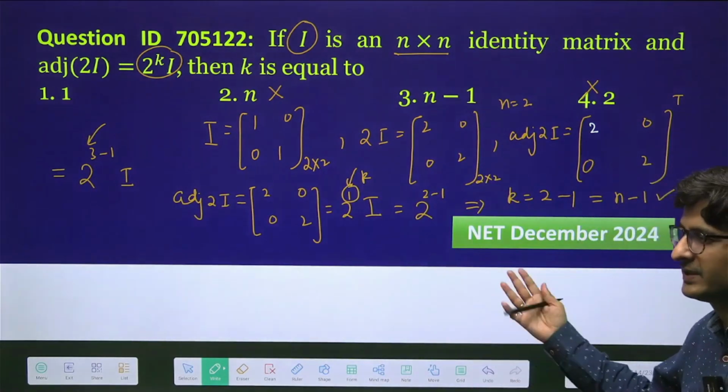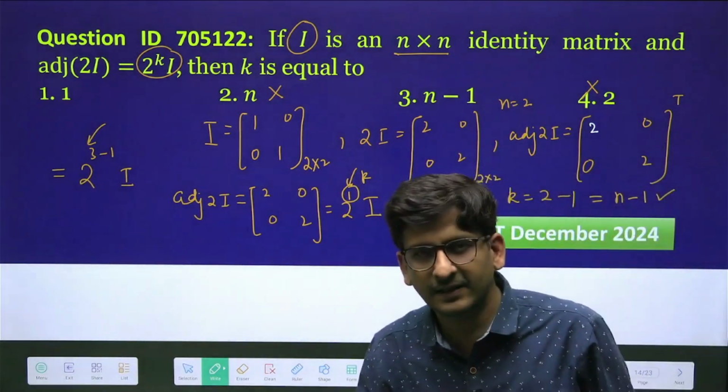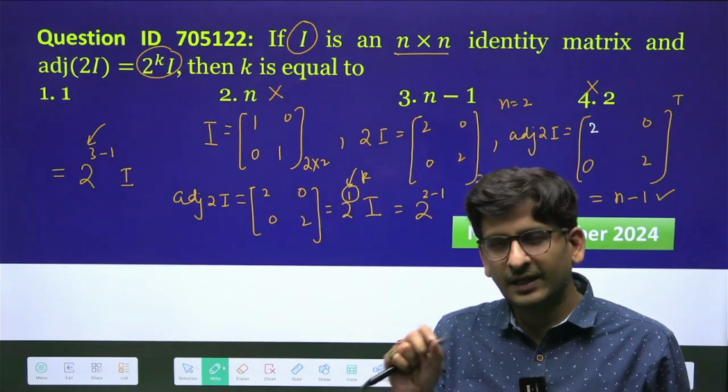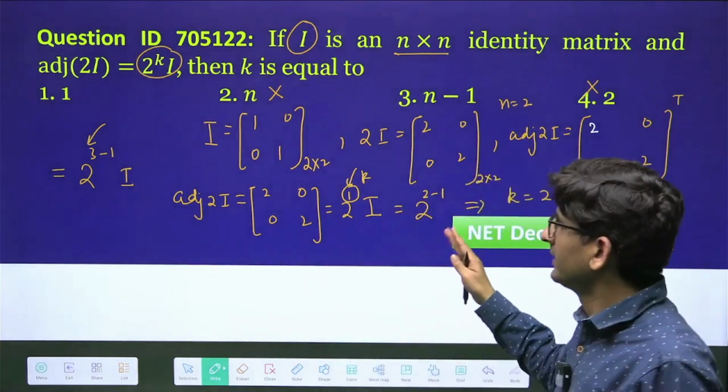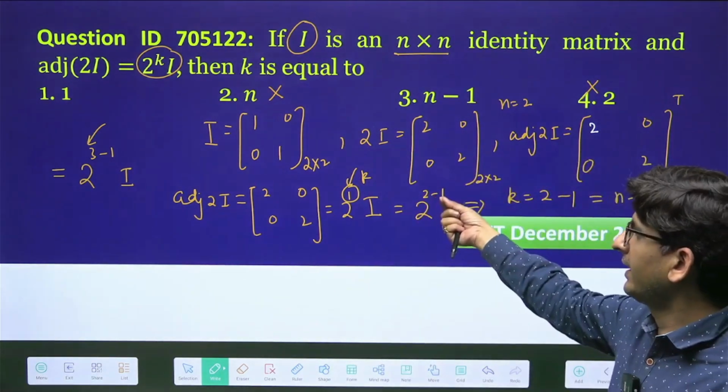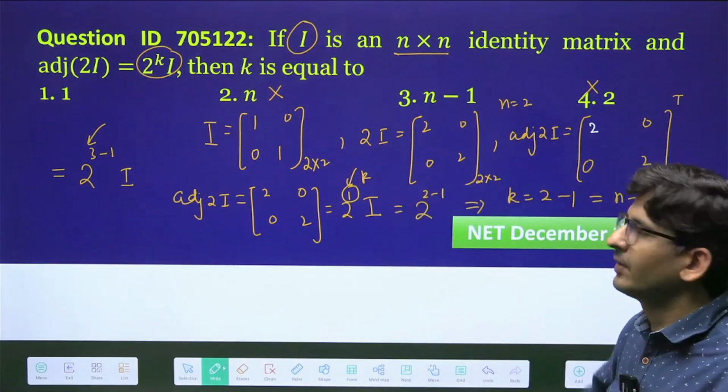So such questions can be done very easily using your little knowledge of removing the options and taking some particular matrix and just trying to see which one of the options can be correct.